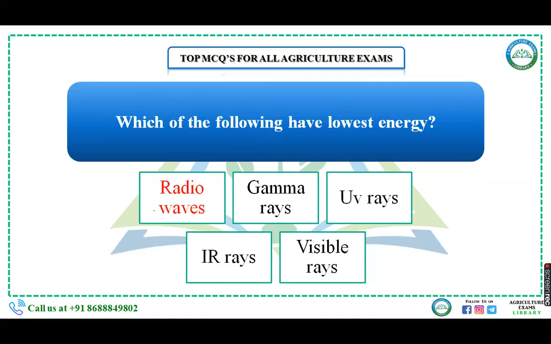Which of the following has the lowest energy: radio waves, gamma rays, UV rays, infrared rays, visible rays. See the EM waves: radio waves, microwaves. When you go across from left to right, that is radio, micro, infrared rays, visible, UV rays, X-rays, gamma rays, the frequency increases. Frequency increases means energy increases. So going from left to right, gamma rays will have the highest energy and radio waves will have the lowest energy. So the right answer is radio waves.